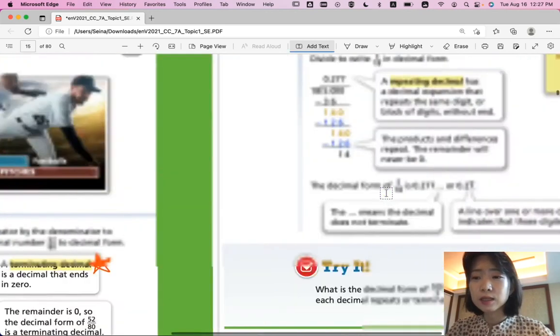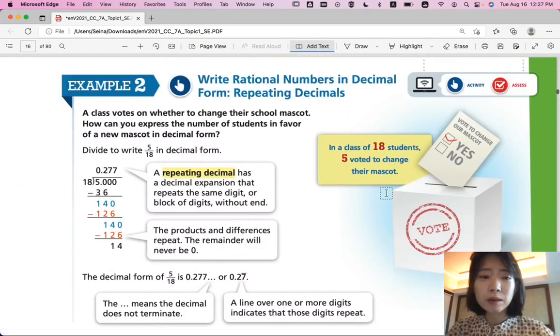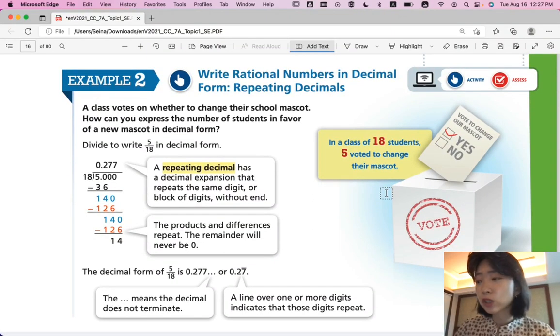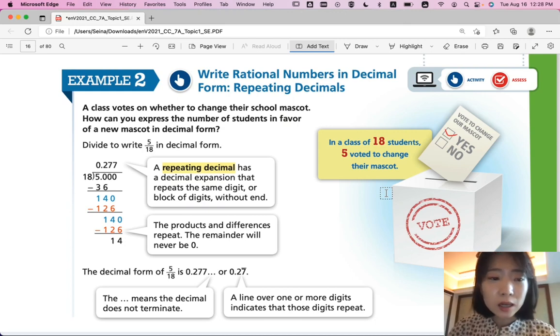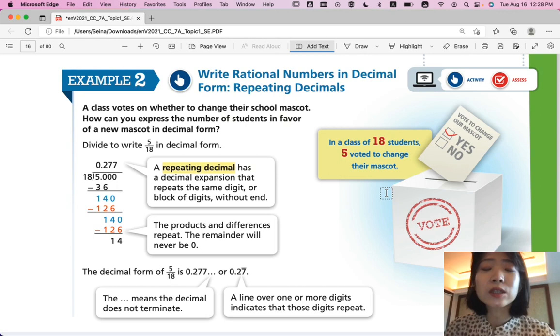Let's look at the next page. Example 2. Write rational numbers in decimal form. Repeating decimals. So now we're going to look at repeating decimals. A class votes on whether to change their school mascot. How can you express the number of students in favor of a new mascot in decimal form?